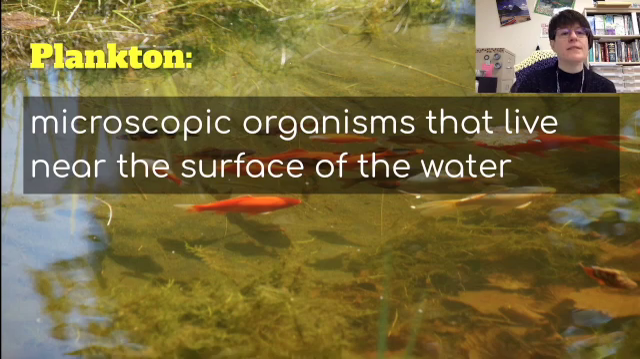But most of that life is actually plankton, which is microscopic organisms that live near the surface of the water. And the plankton is kind of what's making this water appear kind of greenish and a little murky. Those are microscopic organisms doing that.